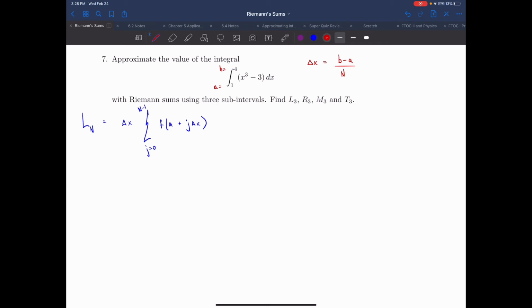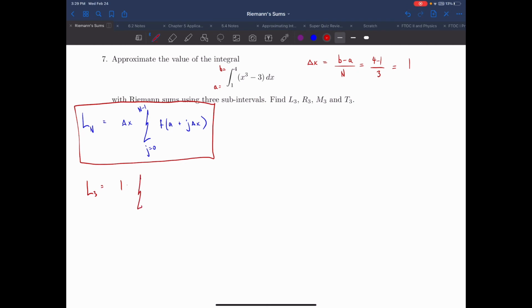So delta x in this formula here for the left-hand Riemann sums, because we're going to start with this, is found by taking b minus a over n, and n is the number of subdivisions. So in this case, we would have 4 minus 1 divided by 3. So this would just be 1. So delta x is 1 in this case. So what I'll do is create the L sub 3 Riemann sum notation here. So delta x is 1. I'll put it there even though we don't really need that.